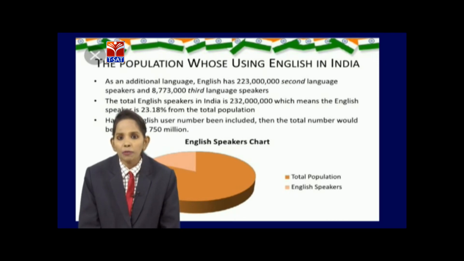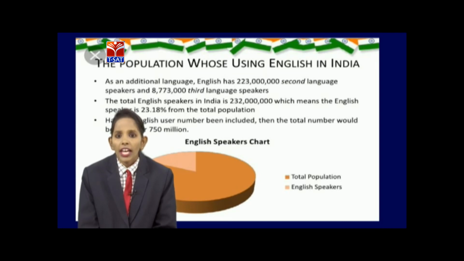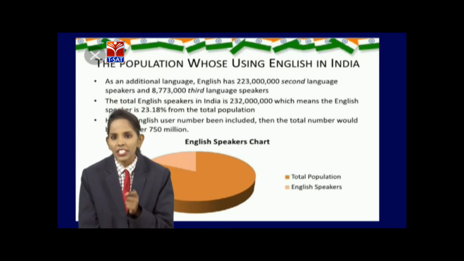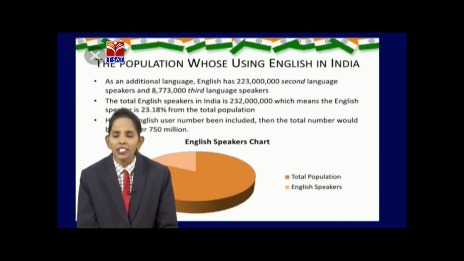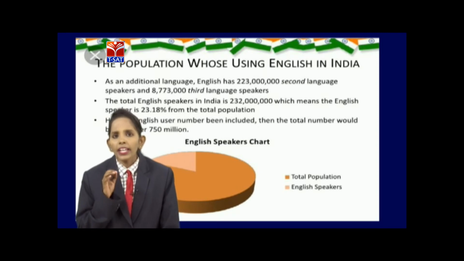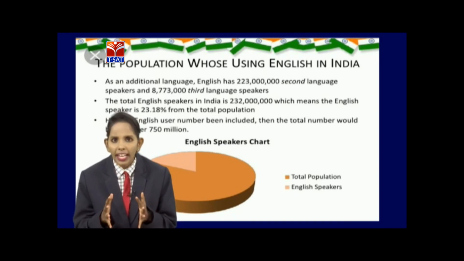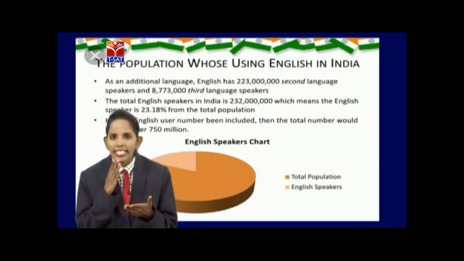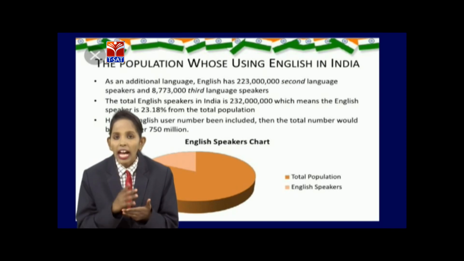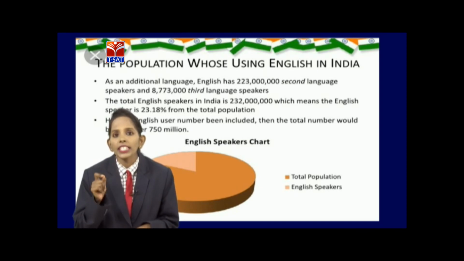Friends, had the English user numbers been included, the total number would be over 750 million. In India, I am stressing the point, there are 750 million people who are using English. Yes, friends, Indians are speaking good English. We can see that a survey concluded that all over the world, our subcontinent India is in third rank after the US and UK among those who mostly use English.